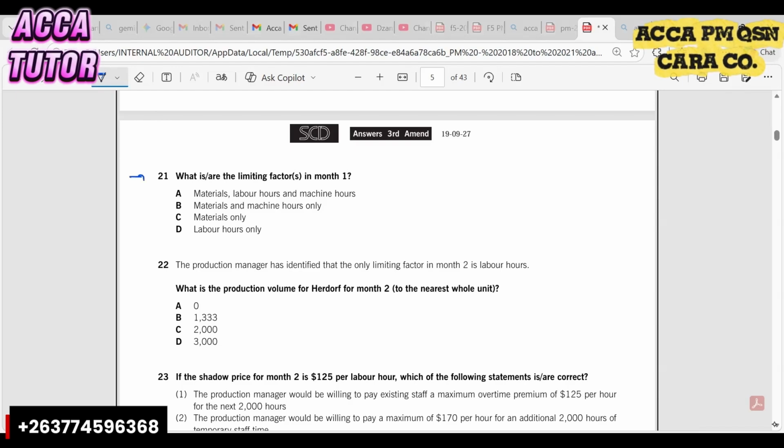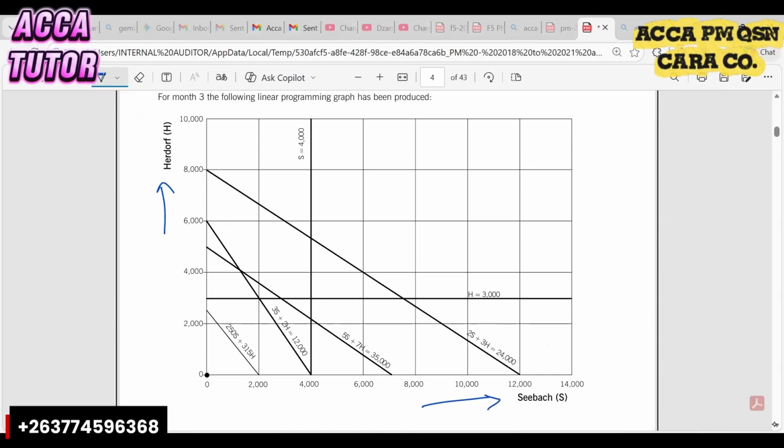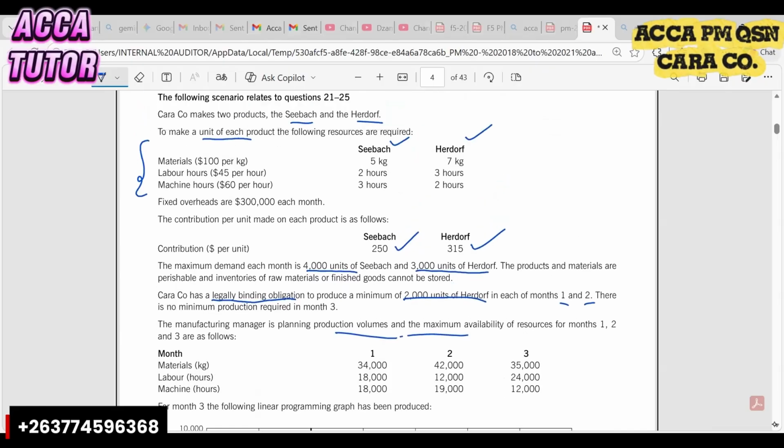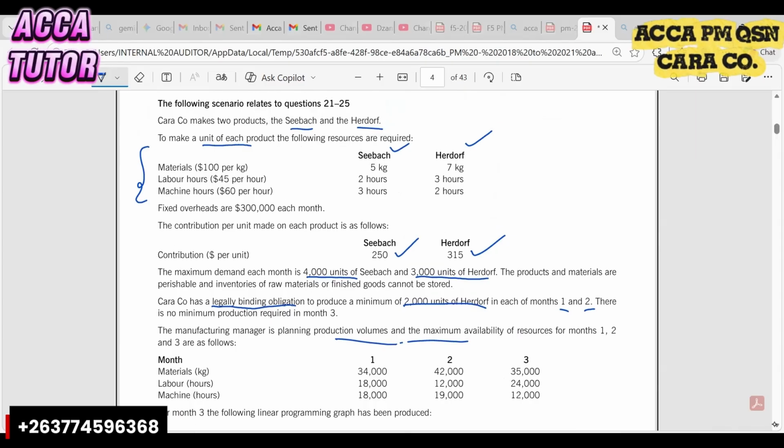So the first question, what is or are the limiting factors in month 1? So we come back here. The information has been presented to us. We are planning production volumes, and the maximum availability of resources for month 1 are as follows. Maximum availability of resources will tell us if we have certain things which are in adequate supply.